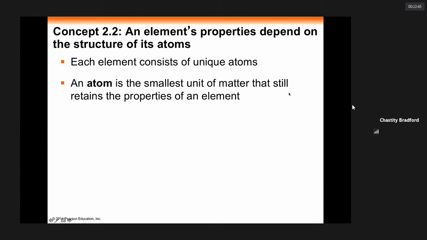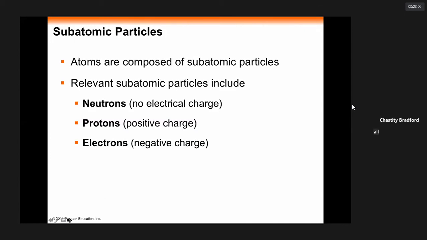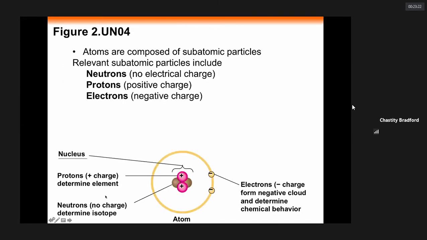So now we're going to talk about the properties of atoms. Every element has unique atoms, and its atoms are arranged in a unique way. Atoms have subatomic particles. What are they? Neutrons, protons, and electrons. Your neutrons are neutral, no electrical charge. Your protons are positively charged, electrons negatively charged. I know you've already heard all of this. That's why I said it doesn't take us long to get through these chapters.